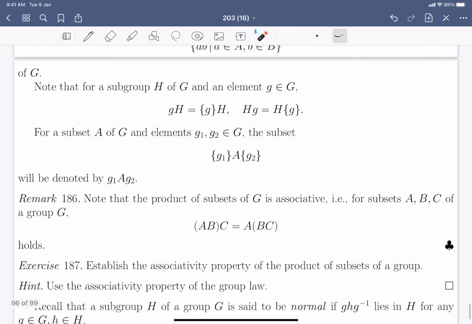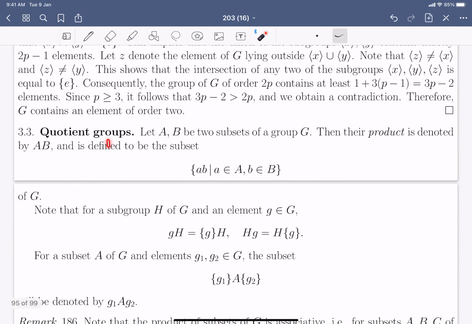Okay, so before getting into the notion of quotient groups, let's fix a few notations. If you start with two subsets A and B of a group G, then their product is denoted by A times B, and it's defined to be the subset of G that consists of products of the form AB, where a is an element of A and b is an element of B. Here ab is of course a and b composed using the composition law of G, a circle b or a star b as per the composition law of G.